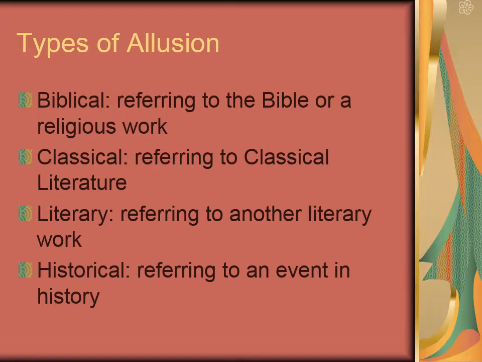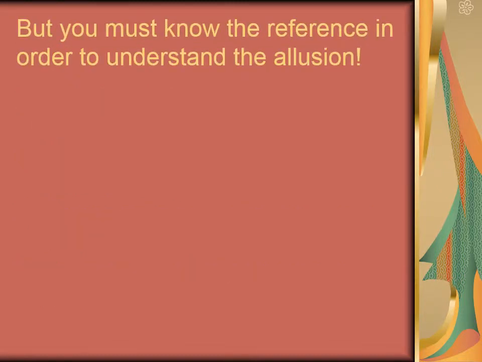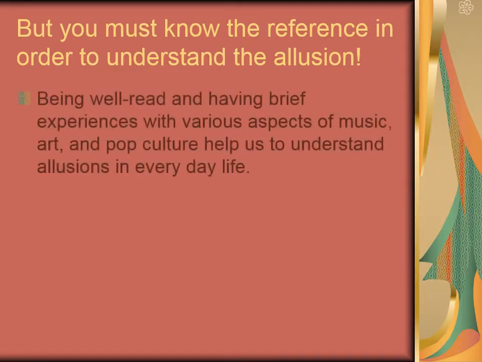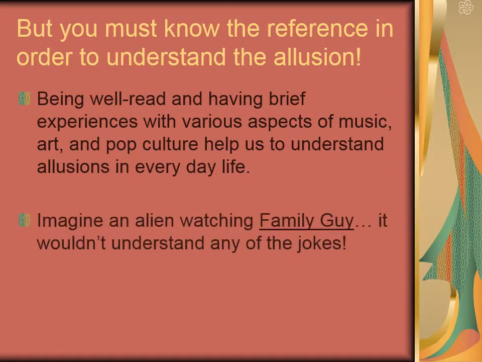There are many types of allusion. You can have biblical ones, which refer to the Bible or some form of religious work. You can have classical allusions, in which case the writer refers to classical literature. And you can also have literary allusions, in which case the writer is referring to another well-known, or indeed not well-known, literary piece of work. You can also have historical allusions as well, in which case the writer is referring to some important event.